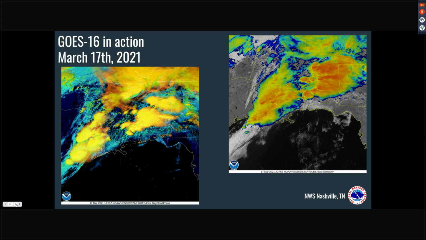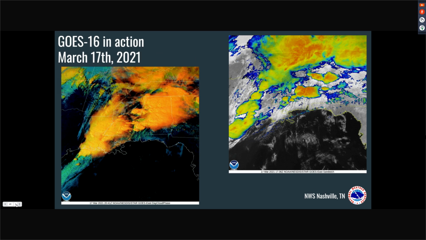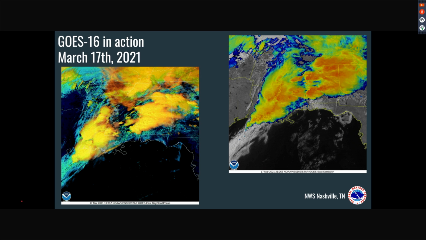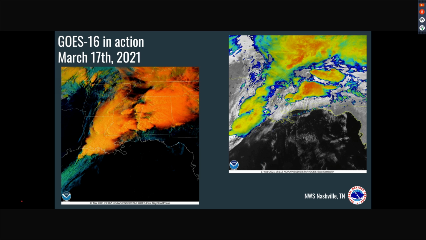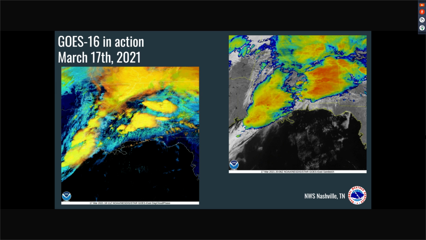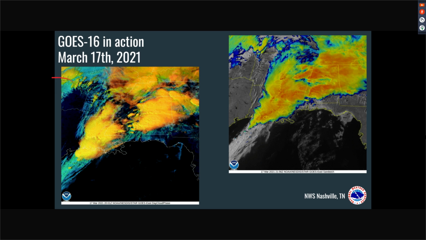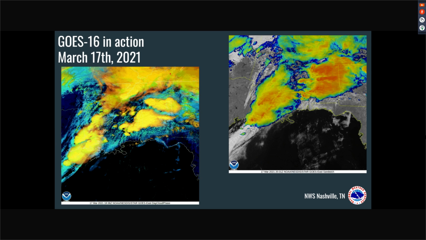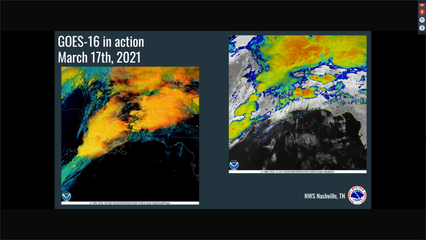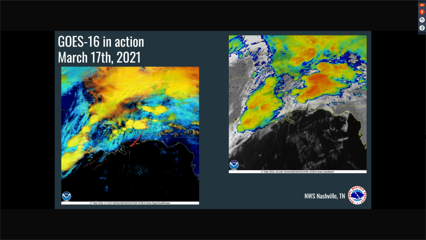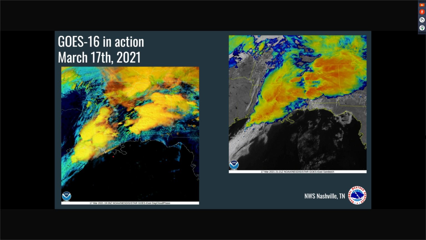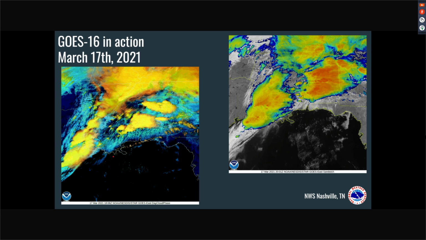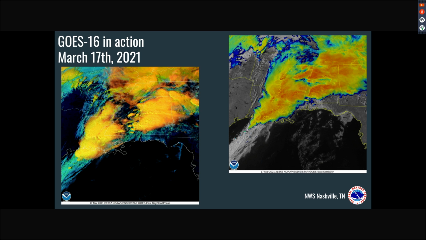So GOES 16 in action. This goes back to that March 17 date we talked about earlier. I did want to talk about what I had mentioned earlier, that some of our RGB products do rely on the visible spectrum. So for example, here on the left, this is our day cloud phase. As you can tell, the sun is more than likely setting in this image because we're losing the vibrant colors. That's because one of the colors in this band actually relies on the visible spectrum. So once the sun goes down, we're no longer able to use that.